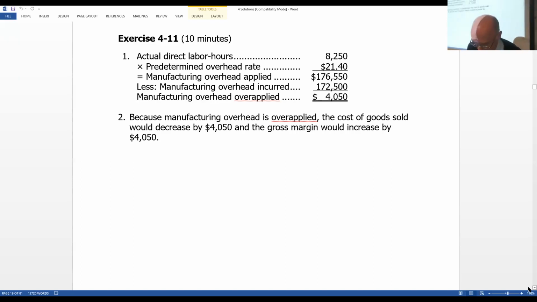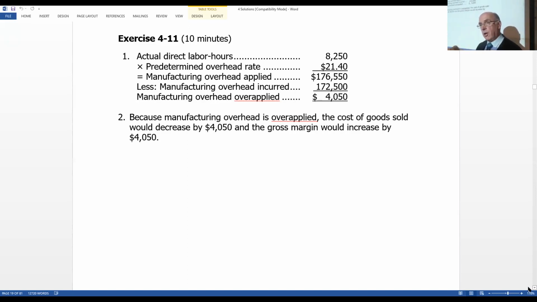And for part 2, assuming that the entire amount of the under-applied or over-applied overhead is closed out to cost of goods sold, what would be the effect on the company's gross margin? Or we could say net operating income. That's a different number, but the effect would be the same. It would either reduce it or increase it. Well, what would it do? Because it's over-applied, meaning overestimated, it means they deducted too much. If they deducted too much, you have to take some of that out of cost of goods sold, so you're subtracting less, which means the next line, gross margin, and also net operating income, would increase.